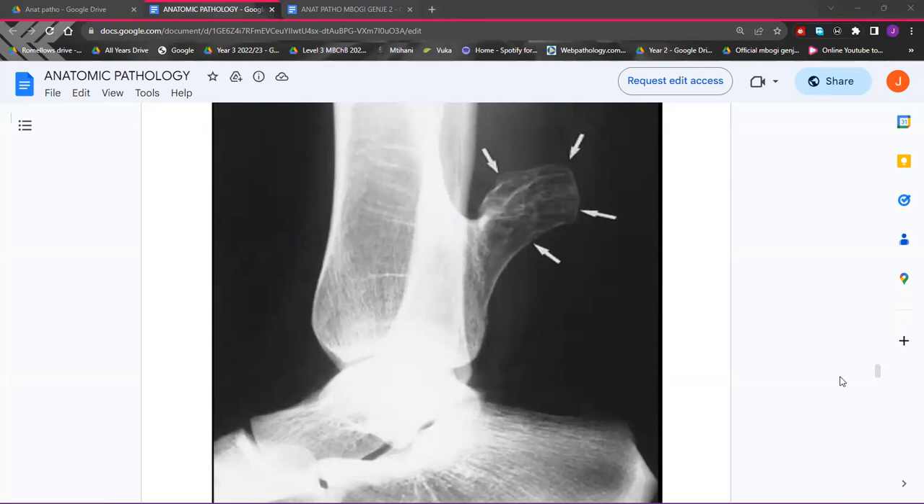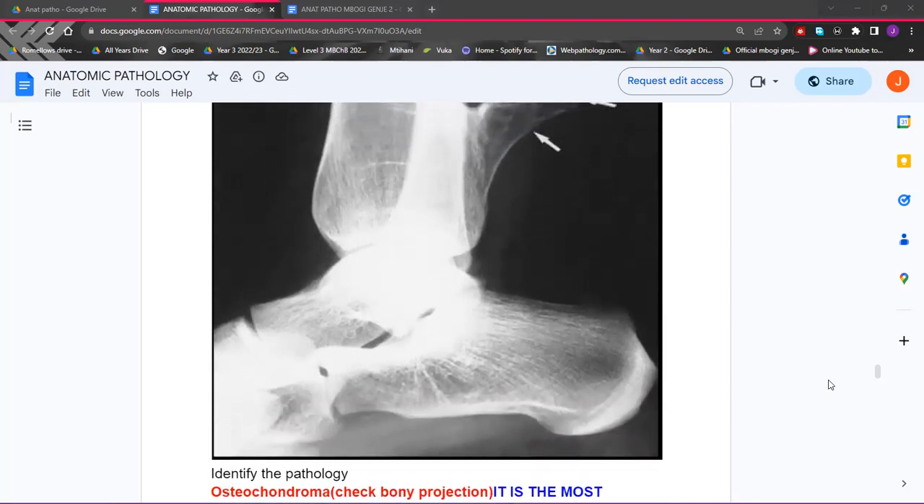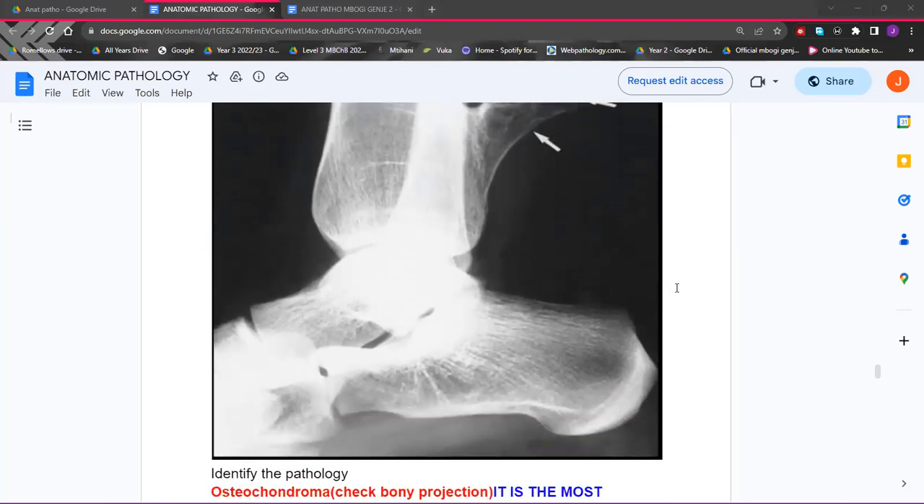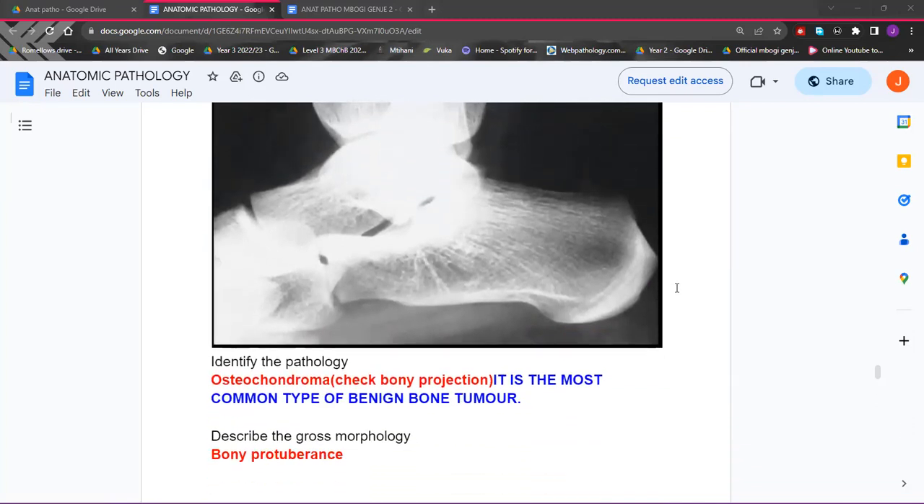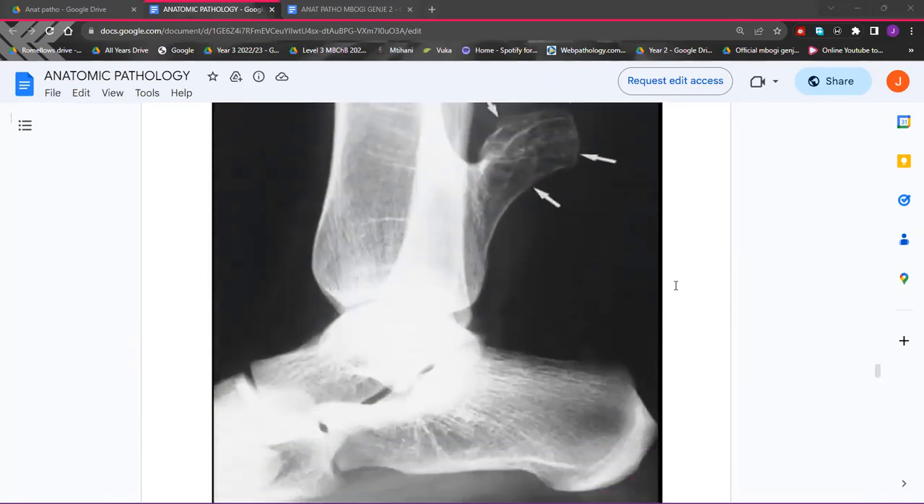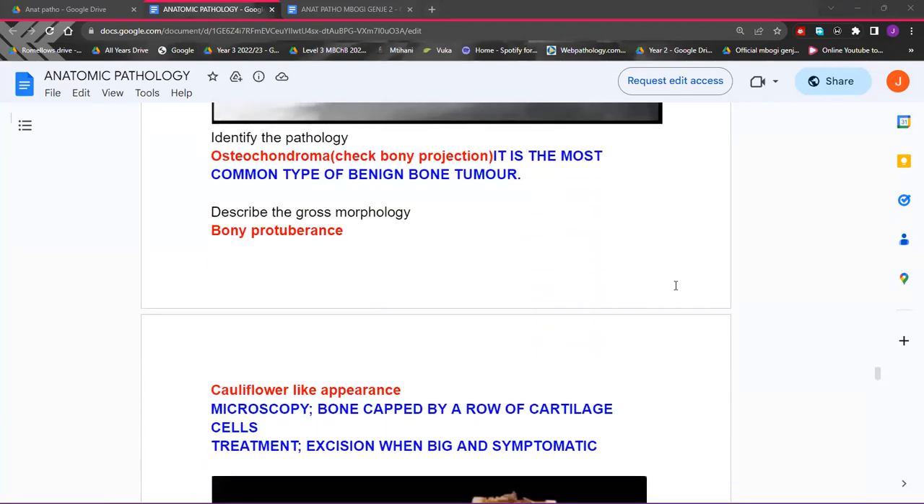Any choice? So there's this sort of bony protuberance on this image, and this is usually characteristic of osteochondroma. You simply look for the bony projection. When you see a bony projection on imaging or on a picture, that's most likely osteochondroma. It's the most common type of benign bone tumor. On gross morphology, you say this bony protuberance with a cauliflower appearance. When you look at it under microscopy, you'll see a layer of cells capped with cartilage. The treatment is basically excision if they are too large or they are affecting you cosmetically, so you can just cut them off or excise them.